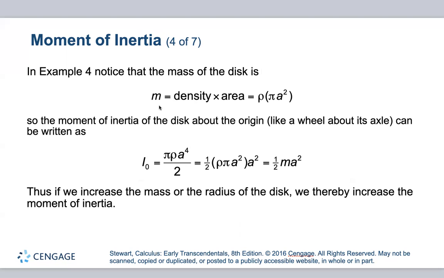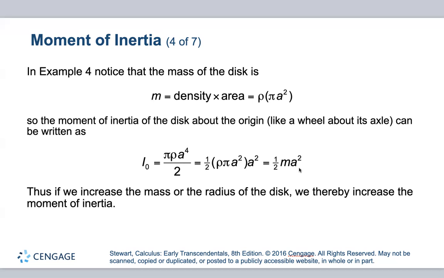Because the density is constant, the mass would just be the density times the area. So the density was rho, the area of the circle is pi times a squared. So the moment of inertia of the disk about the origin, which was pi rho a to the fourth over 2, we can write with the 1/2 out in front. Let's write the rho pi a squared, and let's break up the a squared. So notice that the rho pi a squared, that's the mass. So you could write the polar moment of inertia is 1/2 the mass times a squared.